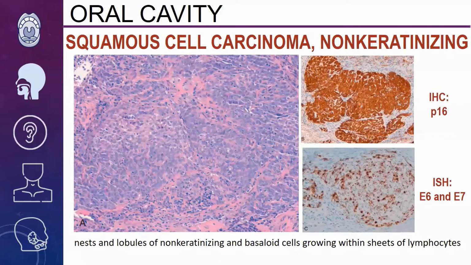The histology of HPV-associated SCC is characterized by the proliferation of nests and lobules of non-keratinizing basaloid cells growing within sheets of lymphocytes. Immunohistochemical detection of strong P16 protein expression can serve as a marker for HPV-associated SCCs. However, further testing using PCR or in situ hybridization for high-risk HPV E6 and E7 mRNA expression may be required in certain cases.